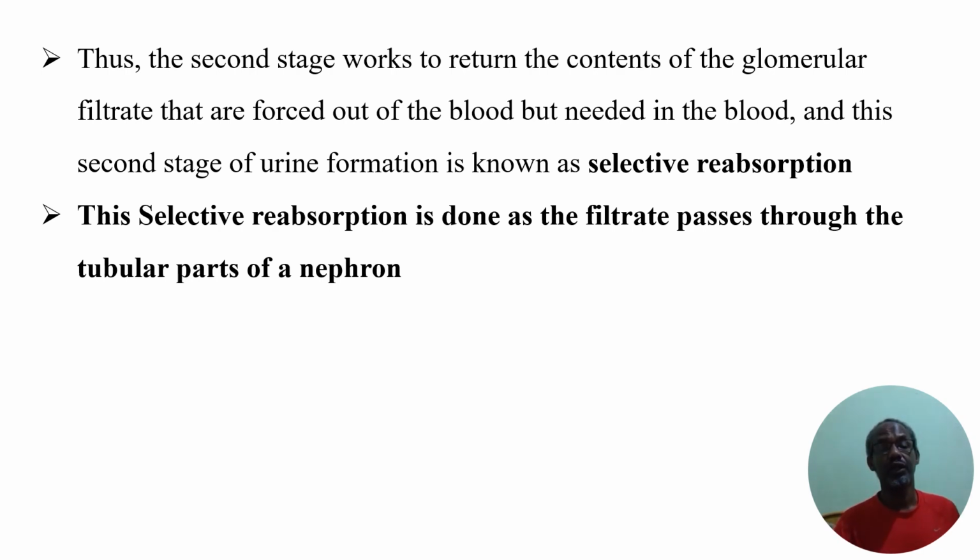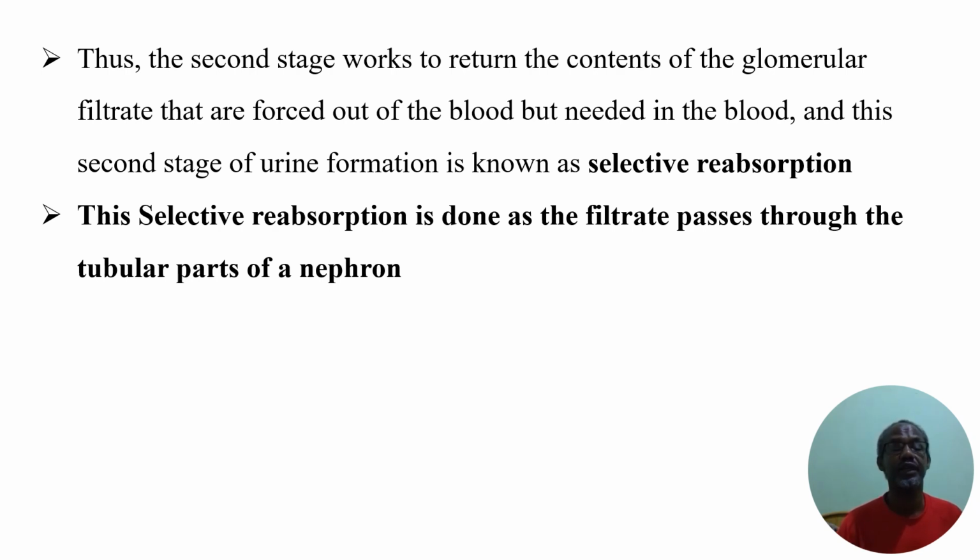Therefore, the flow of the GF is from the Bowman's capsule space to the proximal convoluted tubule, then to the loop of Henle, then the distal convoluted tubule, then to the collecting duct. From the collecting duct, it drips into the pelvis part of the kidney. From the pelvis into the ureter. From the ureter, it goes to the bladder for temporary storage until it is peed or urinated out.